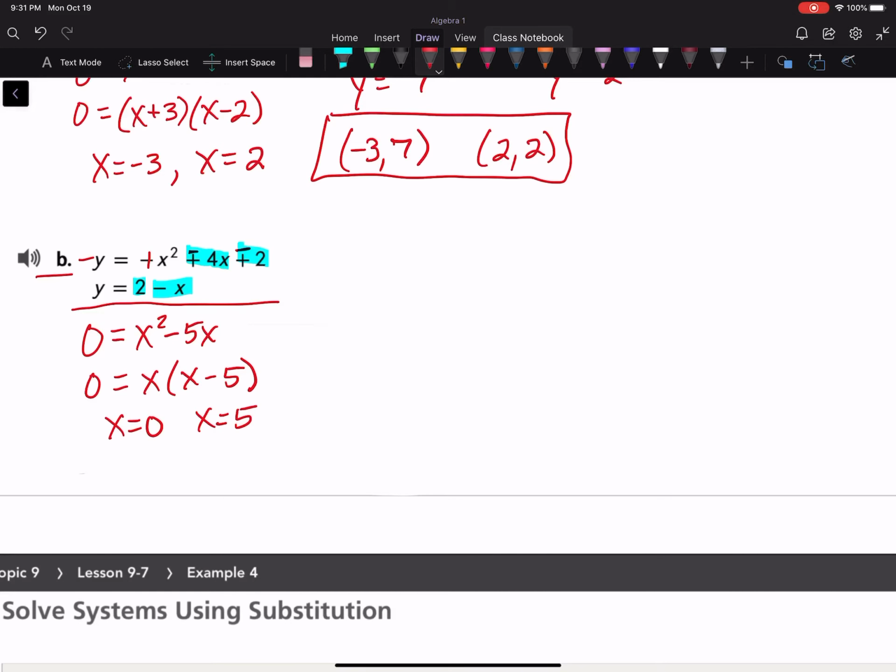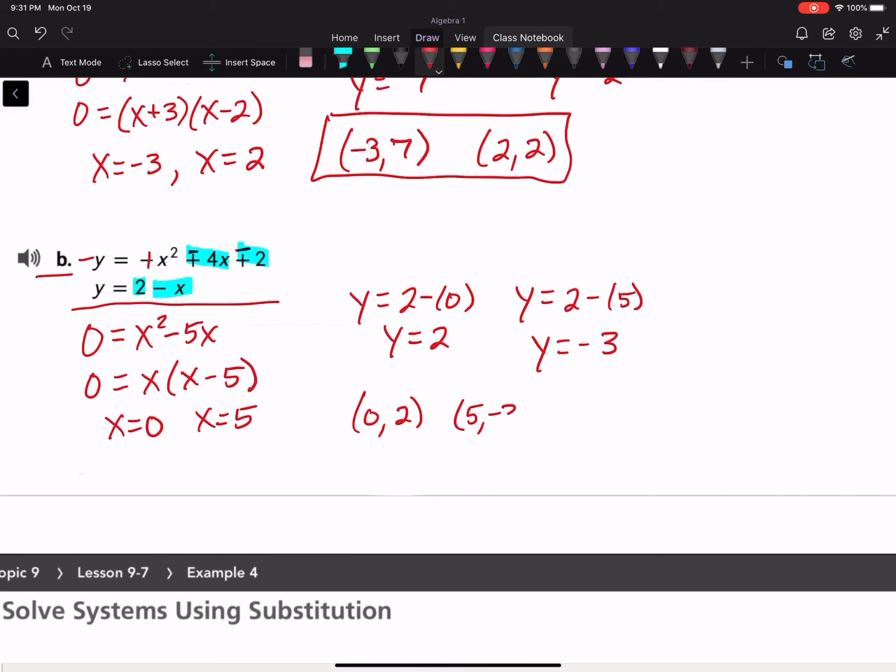And then we plug them in. Y equals 2 minus 0 would be 2. And y equals 2 minus 5. That is -3. So we have 0, 2, and 5, -3. Those are our answers. Okay?